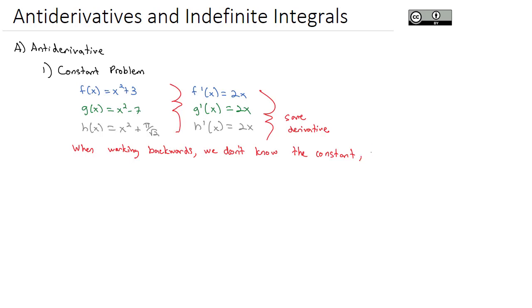And so what we will have to write on our indefinite integrals, our antiderivatives, is plus c to represent some unknown constant. I used that word integral in my previous sentence. What did I mean by the integral?